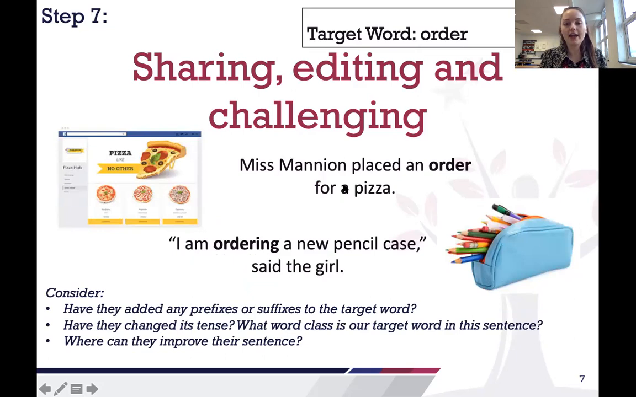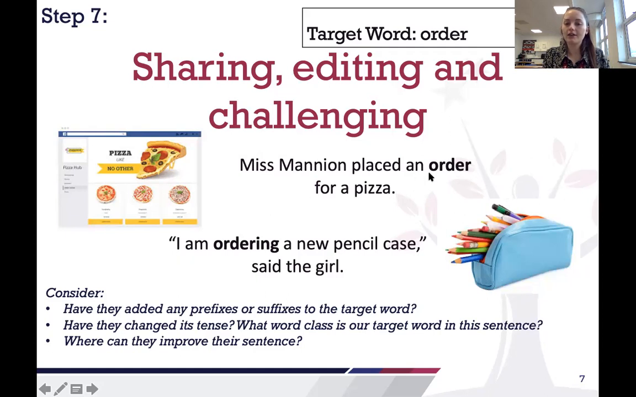These are some that I came up with. We're going to read each one and have a little talk about it. So my first sentence is, Miss Mannion placed an order for a pizza. Have I used my word? Give me a thumbs up if you think I've used the word order in this sentence. Fantastic. Now, order in this sentence, am I using that as a noun or a verb? Miss Mannion placed an order for a pizza.